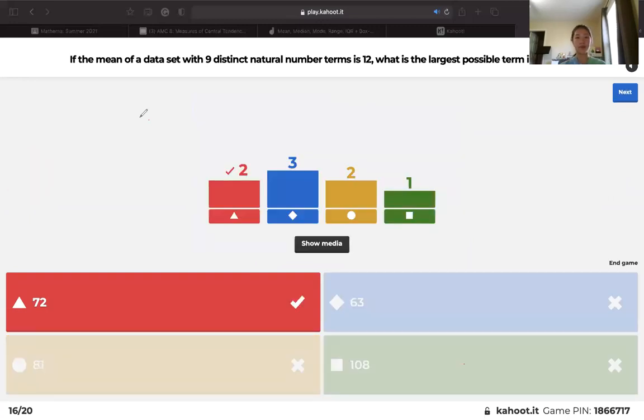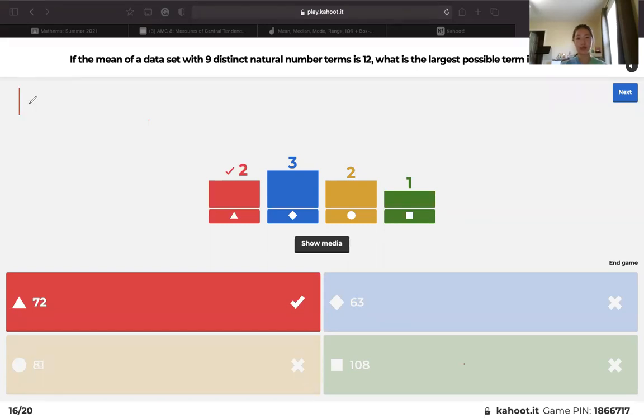Okay, so this one is obviously a harder question. So basically, it says a mean of a data set with 9 distinct natural number terms is 12. And we're trying to make the largest possible term. So if we want to have a really big term in this data set, then if the other ones before it are really small, then we can make the last term really big so that the average would still be 12.